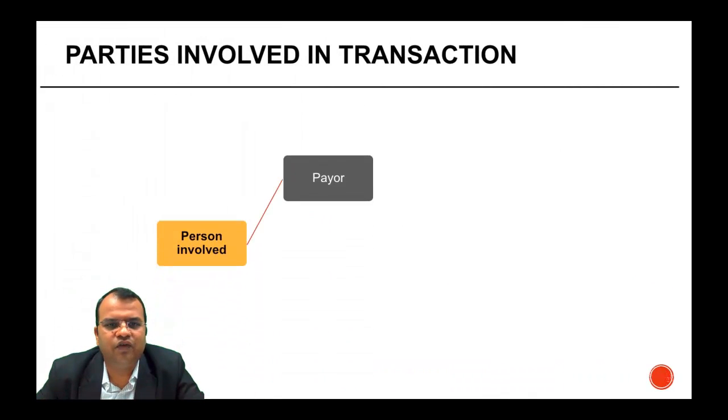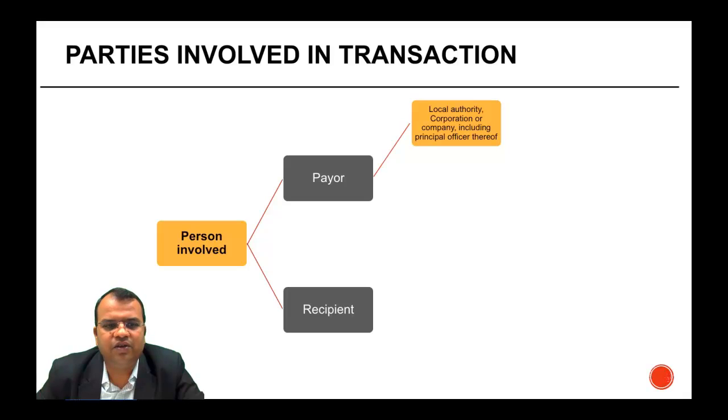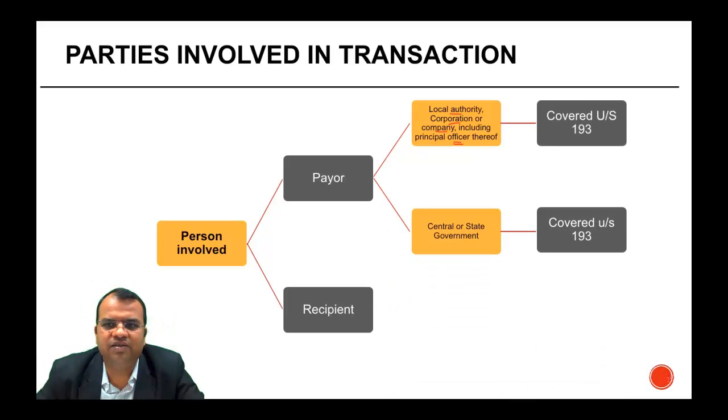Now, the parties involved in any transaction are a payer and the recipient. The payer in this particular case can be a local authority, a corporation, or a company, and the principal officer of such company, corporation, or local authority. They are covered for TDS under Section 193. Second could be that the payer is the central or state government. Even they are covered under Section 193.